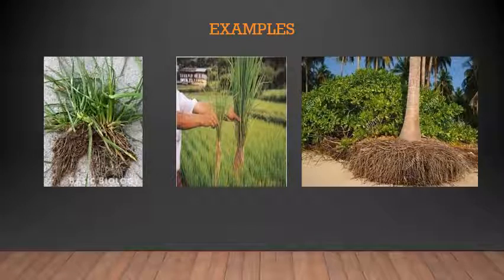Here in all the three pictures you can see there is no one major taproot or anything. There are only roots that are arising from the base of the plant. That is why they are called the fibrous root system. Examples are the grass, rice and palm tree.